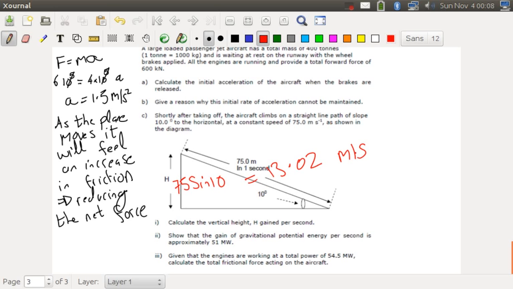Show that the gain in gravitational potential energy per second is approximately 51 megawatts. So per second it gains 13 meters in height. So the potential energy is mgh, in this case 4 times 10 to the 5 kg times g times h. So per second, that's how much potential energy it gains, which will work out as 5.1 times 10 to the 6 joules of potential energy gained per second, i.e. that's watts.